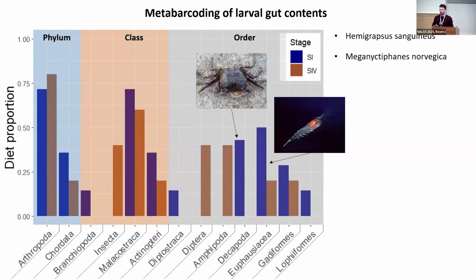Additionally, malacostracans didn't appear to be all that important for the stage 1s in the microscopy, but now we see a pretty good peak for malacostracans for the stage 1s, mostly related to Hemigrapsis sanguineus, the invasive Asian shore crab, and Meganyctiphanes norvegica, the northern krill, being present in pretty high abundances within the stage 1s.